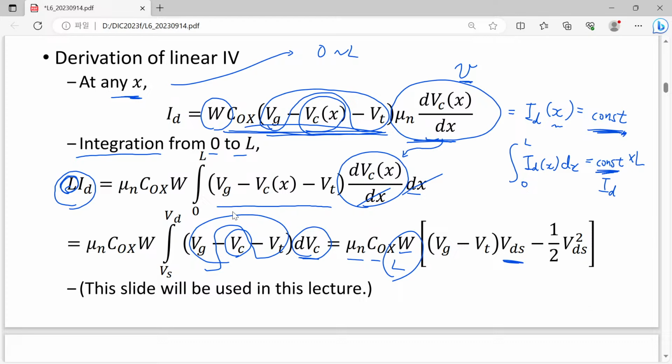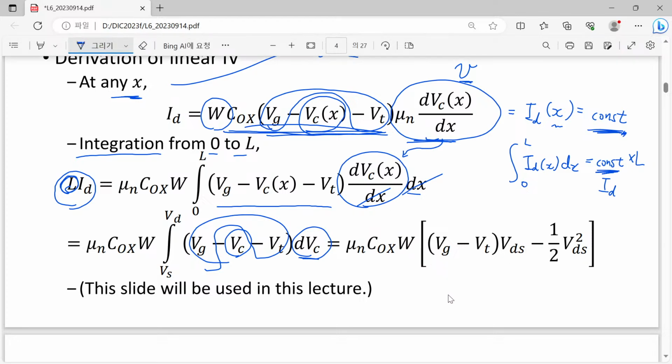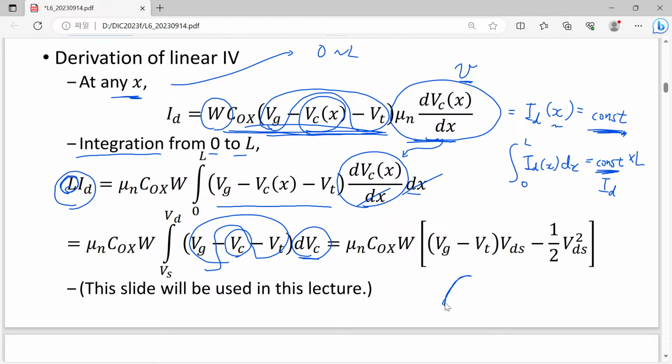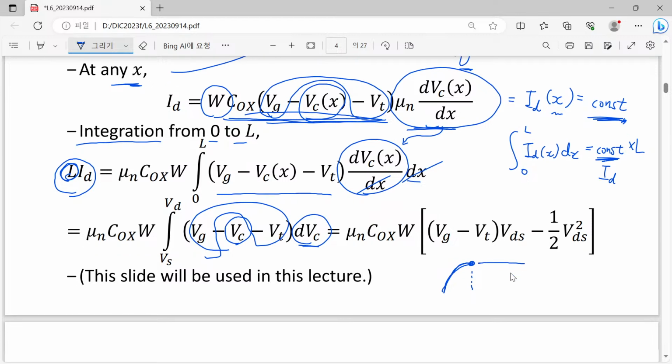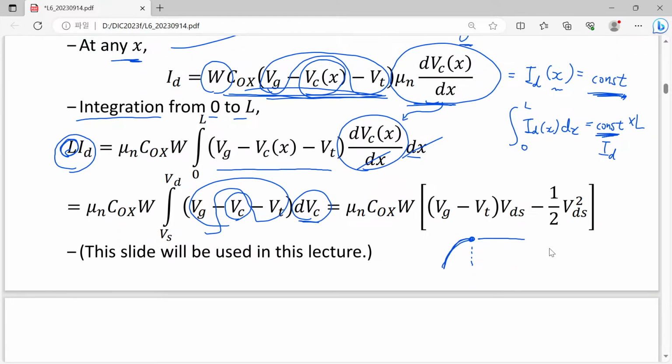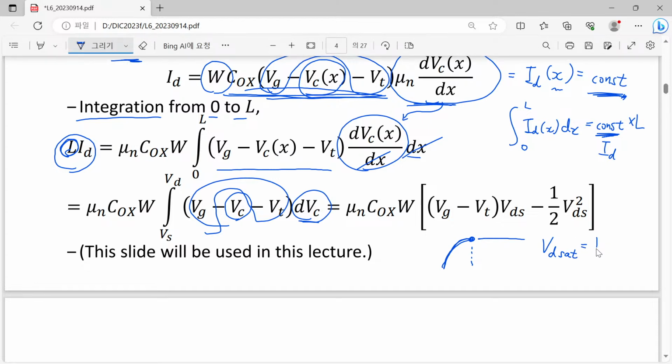And what will happen for saturation mode? In that case, we try to find out the maximum value according to this description, and we believe that beyond that point we have to have the constant value for saturation condition. So what was the condition for saturation? Simply speaking, the drain voltage for saturation was given as VGS minus VT, the gate overdrive voltage. Do you remember?